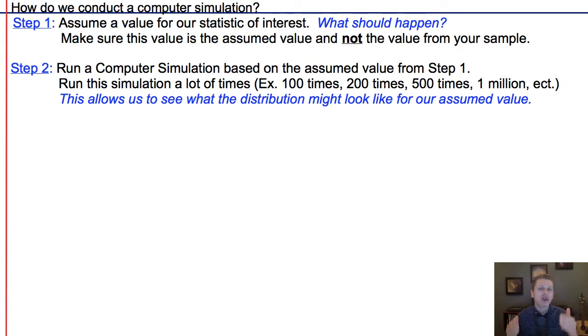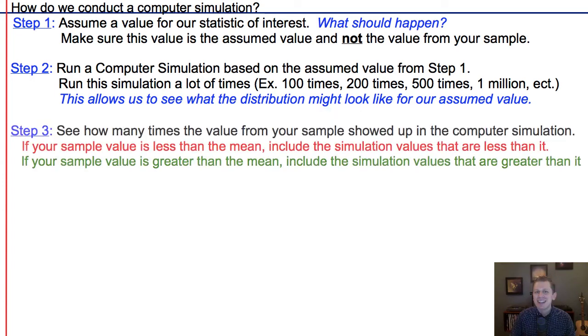In step 2, we want to run a computer simulation based on the assumed value. So assuming that tails will show up 50% of the time, I want to run a simulation, maybe 100 times, 200 times, 500 times, 1 million times. The next step is to see how many times the value from our sample showed up in the computer simulation. We want to decide if it showed up a lot of times or a few times. If our sample value is less than the mean, I'll include the simulation values that are smaller than it. If the sample value is greater than the mean, I'll include the simulation values that are greater than it. We'll see more of this in an example.